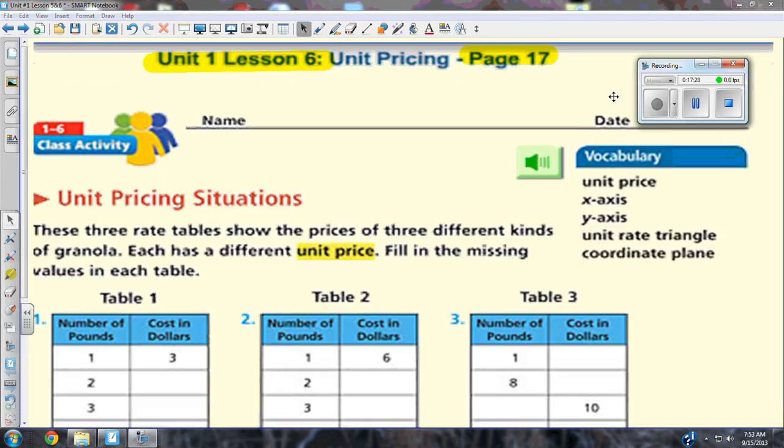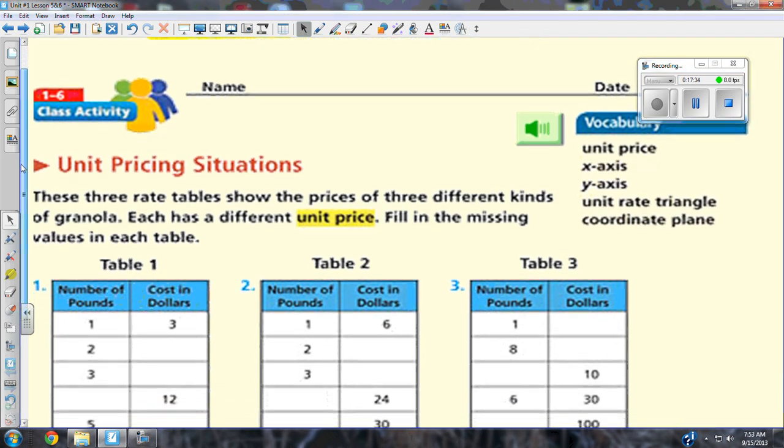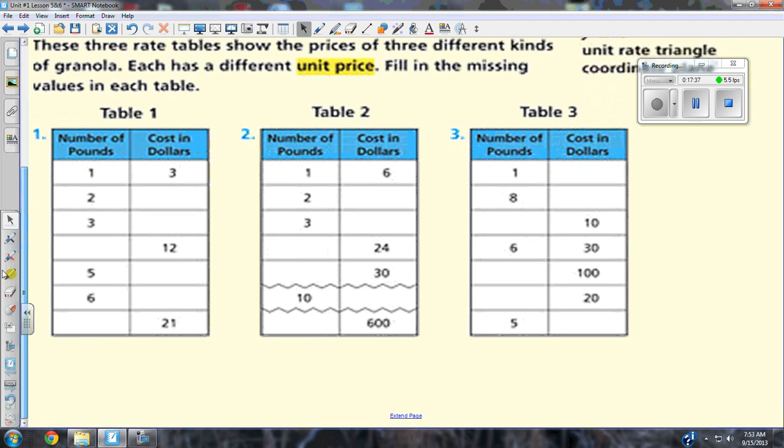All right, so back to page 17, we have unit pricing situations with those granola bars. Let's just scroll way up here. Okay, so number of pounds 1, cost is 3. Number of pounds 2, cost would be what? Number of pounds 3, cost would be what? Number of pounds 4 would equal a cost of $12. Go ahead and draw number 1, that rate table in your notebook.